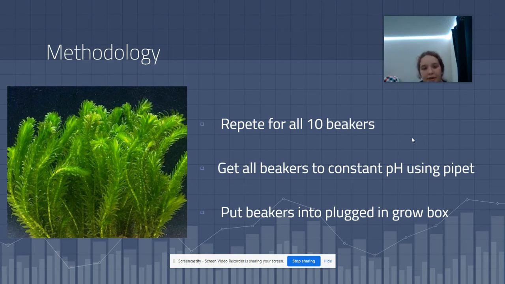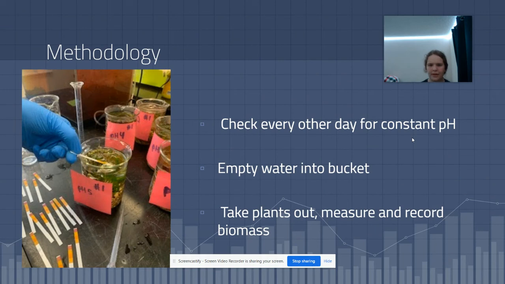After all of the beakers have the plants, water, and pebbles in them, I get them to their constant pH level and label them. After that, I put all of the beakers into a grow box and plug it in. Then I check the pH level every day to make sure it is staying constant. After the 12 days of experimentation are up, I empty as much water as possible into a bucket. After that, I take the plants out and record the biomass.